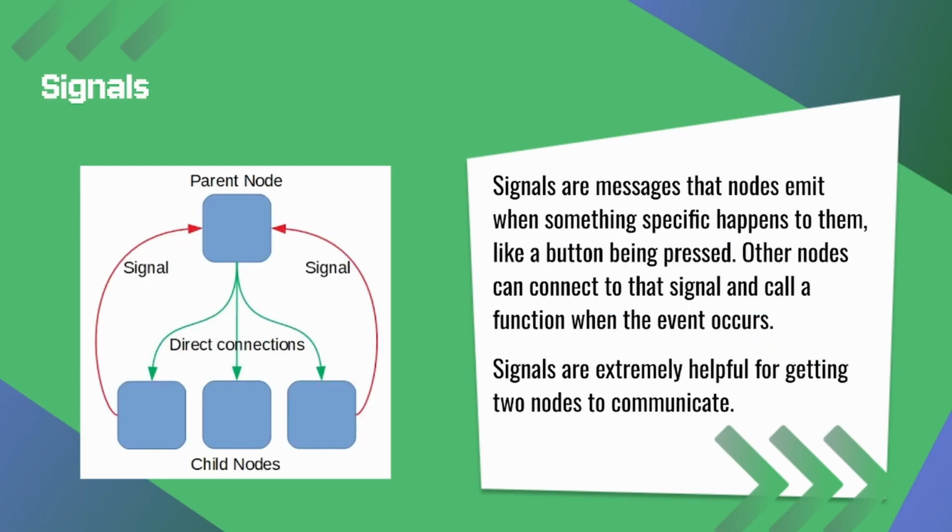So signals. Signals are messages that nodes emit when something specific happens to them, something like a button being pressed. Other nodes can connect to that signal and call a function when the event occurs. Signals are very, very helpful for getting two nodes to communicate. But they do have some idiosyncrasies that can be easy to trip up.